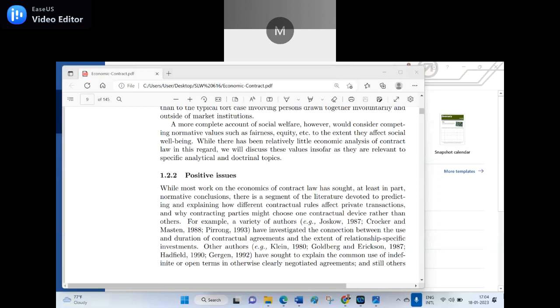So, for example, a variety of authors have investigated the connection between the use and duration of contractual agreements and the extent of the relationship-specific investment. It depends upon the contractual relations plus the time factor. Time factor is also an important factor.